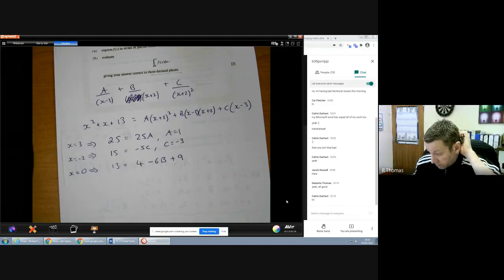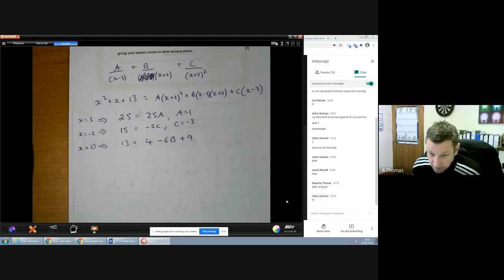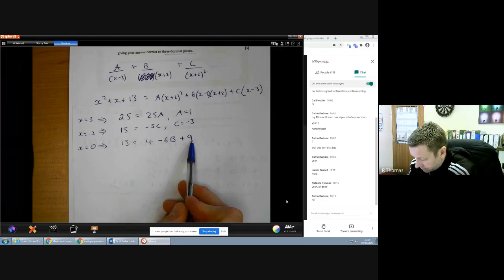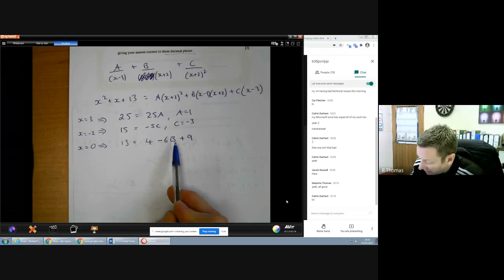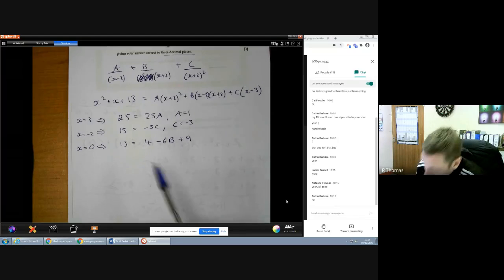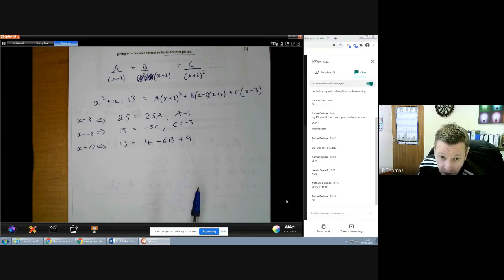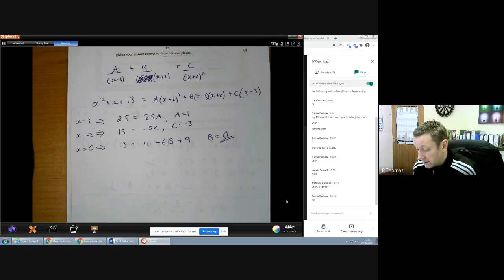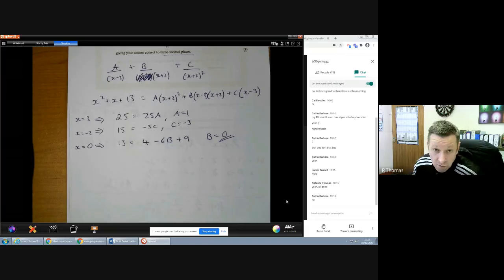On initial inspection, you might think, hang on, I've done something wrong. 4 plus 9 is 13. 13 take away 6B is 13. That doesn't feel right. So go back through again on exam day probably and check it all. It is right, okay? So the only value for B would be 0. B has come out as 0, which is actually quite handy for us because now when we rewrite our 3 fractions to integrate, there's only going to be 2 of them.